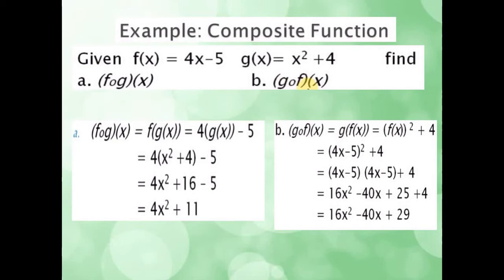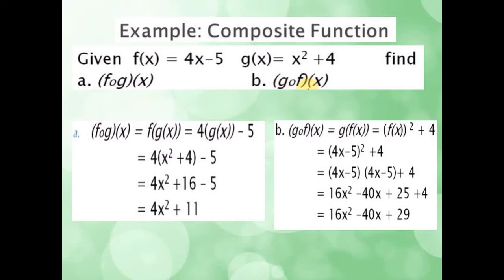You distribute the 4. So, 4 times x squared is 4x squared, and 4 times 4 is 16. So, 4x squared plus 16 minus 5. Simplifying, you will get 4x squared plus 11.